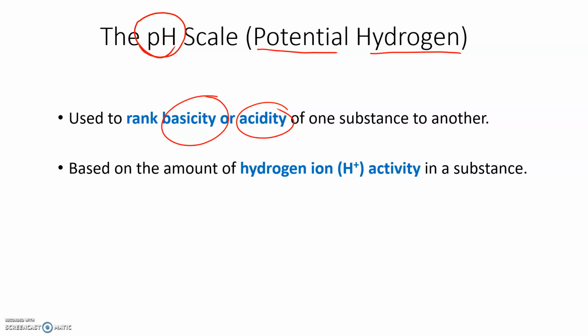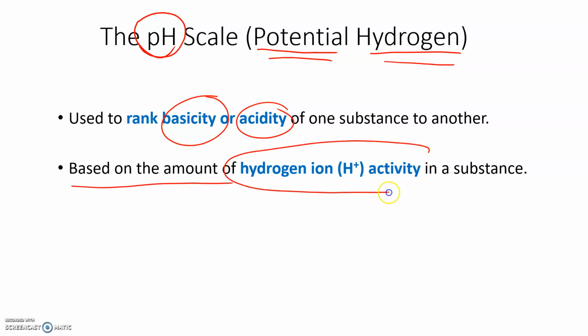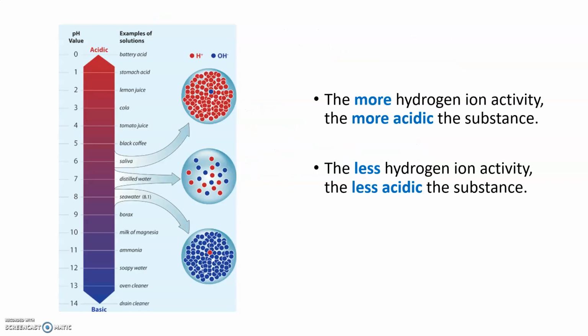Now, what pH is based on, again, it's potential hydrogen, is it's all based on the amount of hydrogen ion activity in a substance. So we're going to see the pH scale basically comes from how many hydrogen ions are present. So the more hydrogen ion activity, the more acidic the substance.